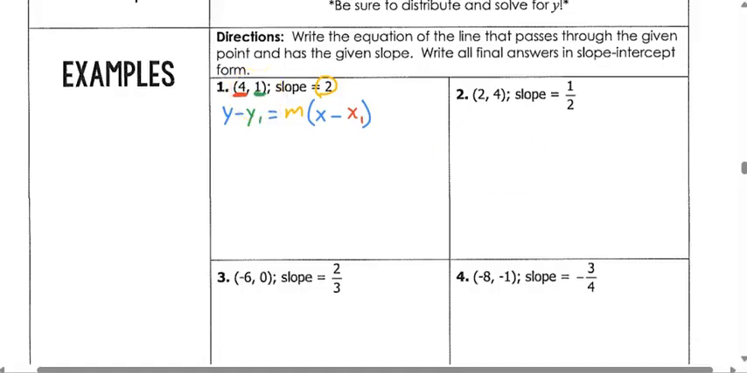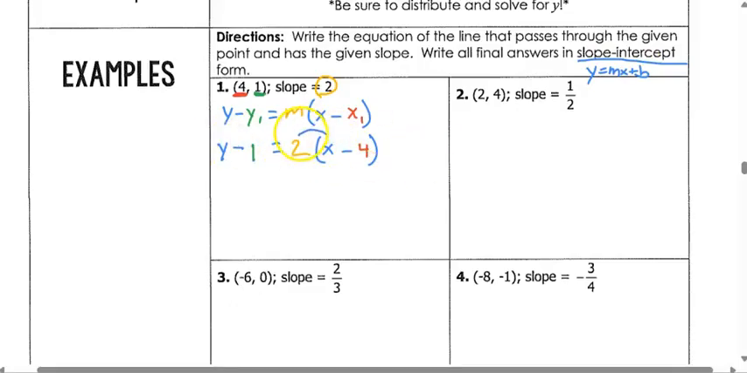So when I write the equation, I'm going to have y minus 1, because that's my y coordinate in the ordered pair they gave me. And that's going to be equal to m, which is 2, times x minus, and my x1 is 4. So I'm just plugging in those numbers. All right, now if you look up in our directions, it says write all final answers in slope-intercept form. All right, so that's the first one we talked about, mx plus b. So I need to simplify this equation so that I have y by itself.